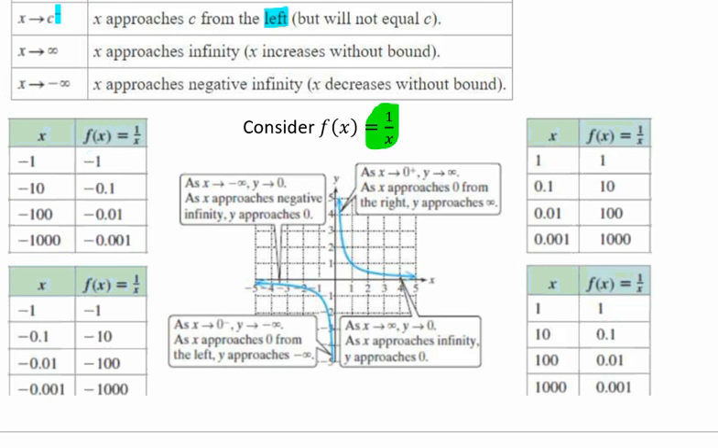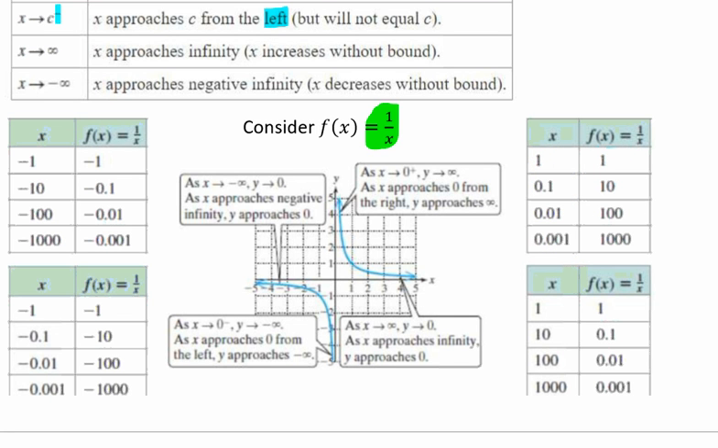Now, if we look over here, as x is approaching 0 from the right, so as we're coming in this direction towards the number 0, what is happening to our y value? Our y value is going up. So again, as we approach 0 from the right-hand side, our y value is getting bigger and bigger, closer to infinity.